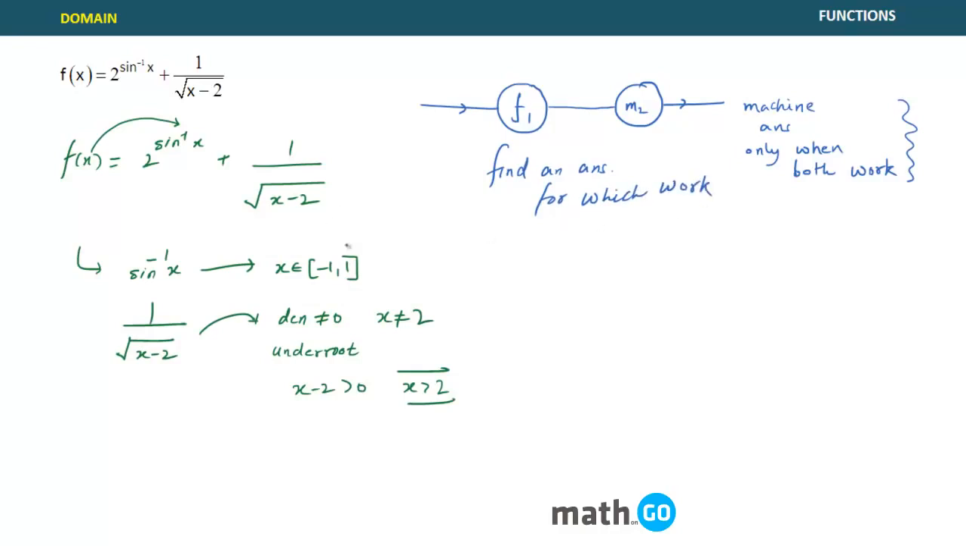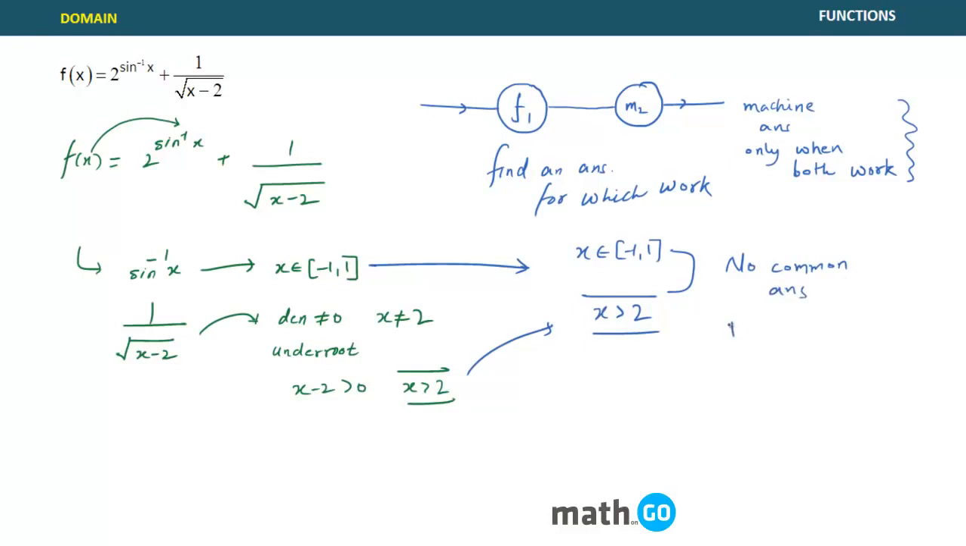So it says the first machine will work when x belongs to minus 1 to 1. Here it says the second machine will work when x is greater than 2. There is a problem. Can you find a common answer? No common answer. So the domain of this function is the null set. You will not find any particular answer which will satisfy this problem.